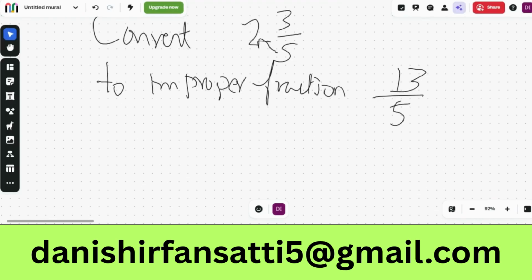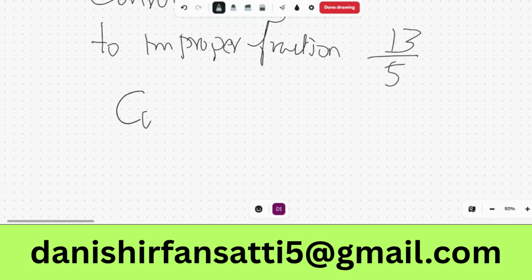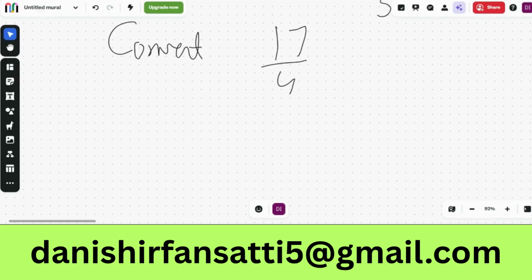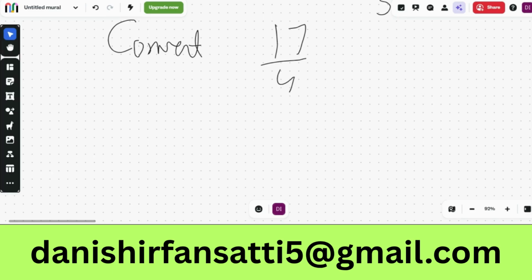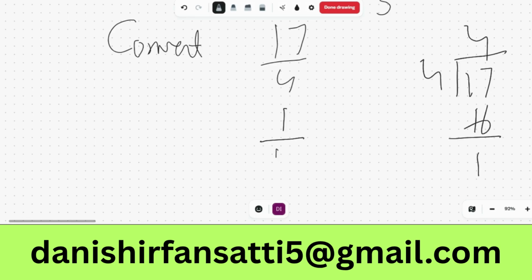Okay, now we have the next question. We are going to convert 17 by 4 into a mixed number. So we will divide 17 by 4. 4 fours are 16 and 1 is the remainder. We are dividing by 4, so 4 multiplied by 4 is 16 plus 1 is 17.